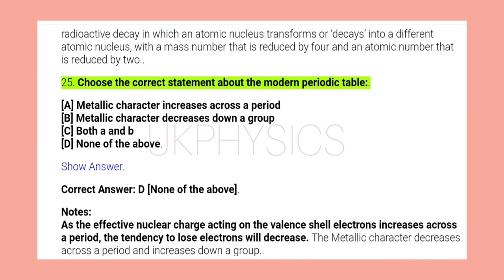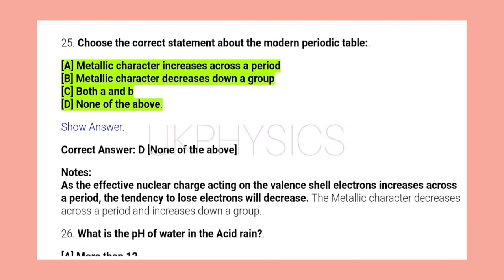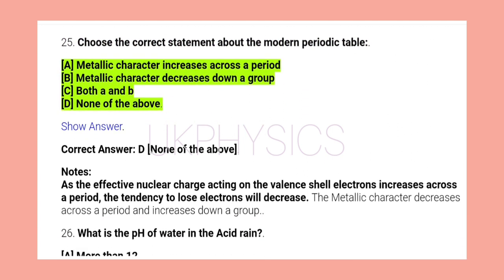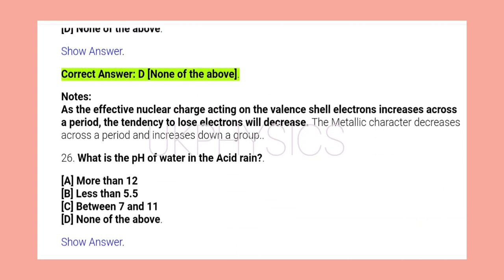25. Choose the correct statement about the modern periodic table. A. Metallic character increases across a period. B. Metallic character decreases down a group. C. Both A and B. D. None of the above. Show answer. Correct answer D.